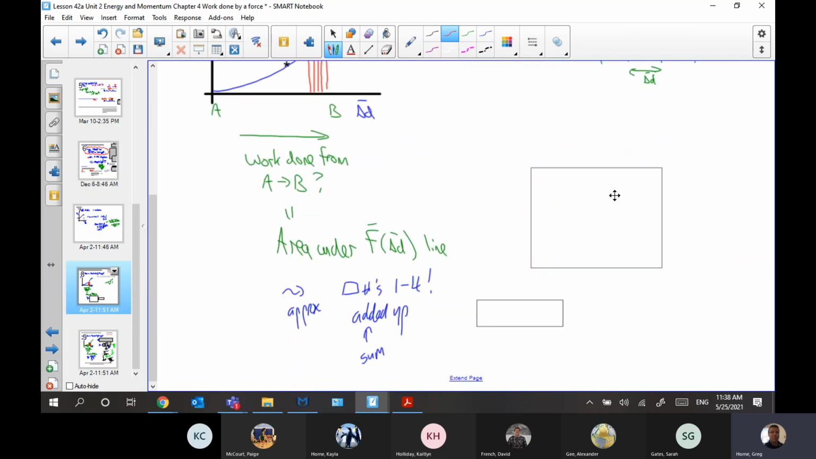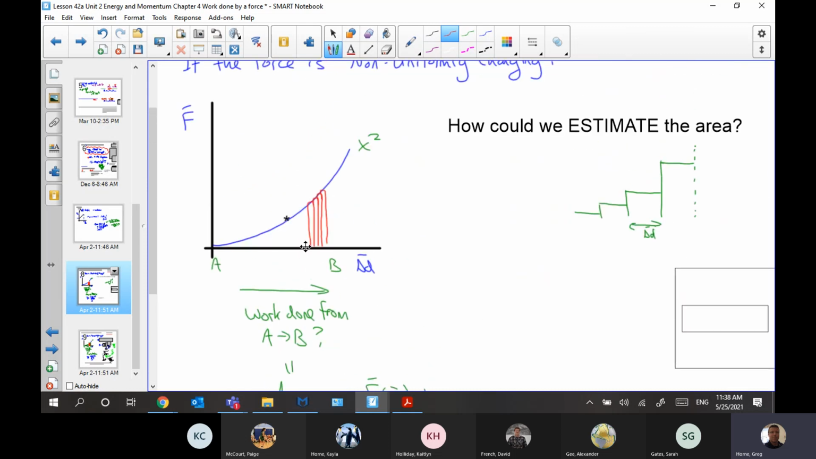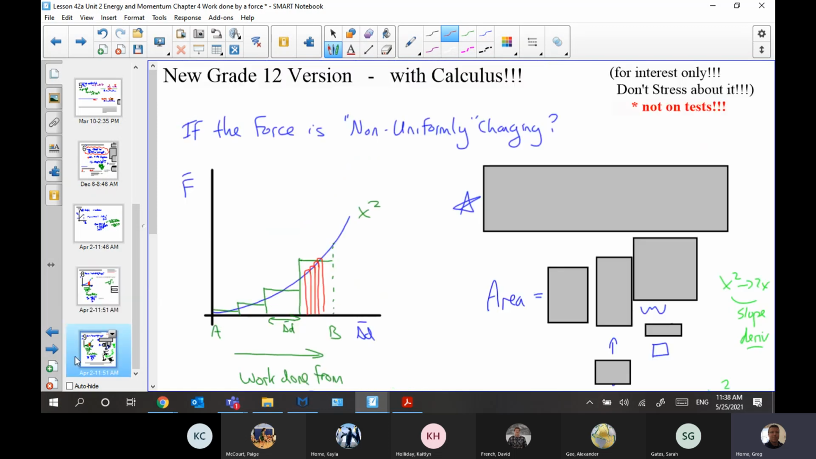And so that's what calculus is: you add up the areas under the curve for smaller and smaller intervals, and rather than getting an estimate, you're able to calculate the actual value. Okay.